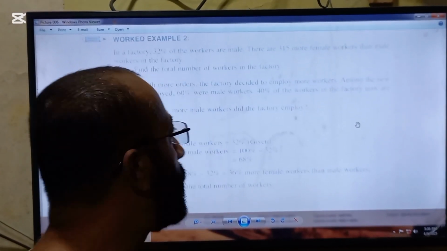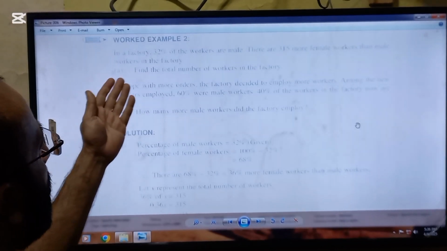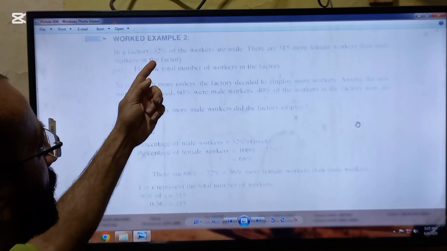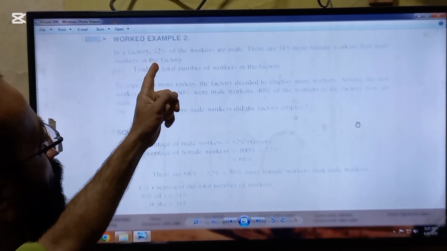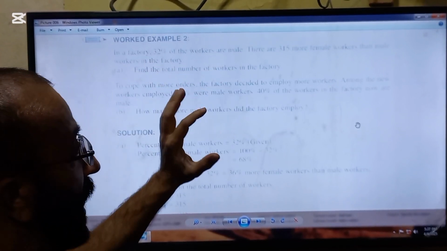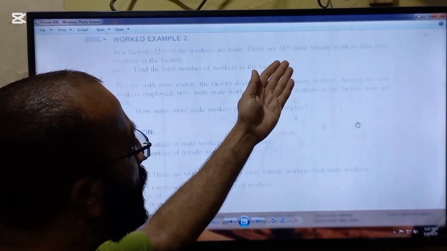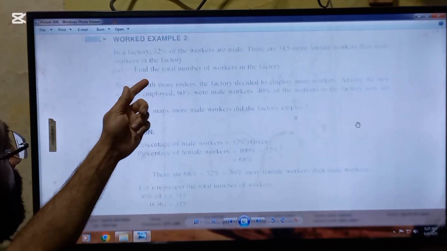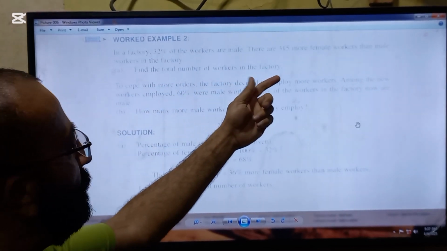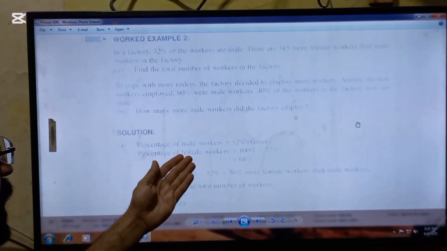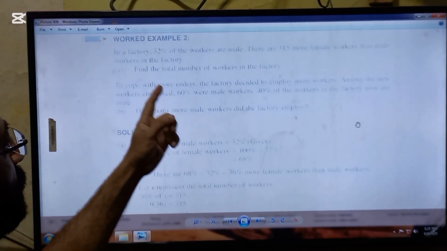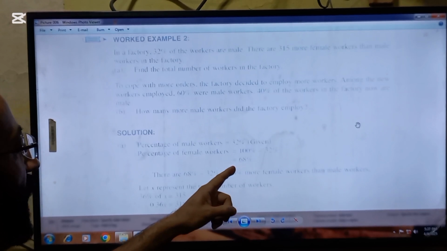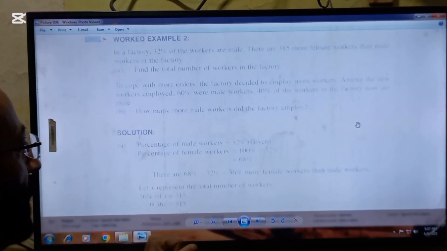Here is another example to understand more. In a factory, 32% of the workers are male. So it means if 32% of the workers are male, definitely 68% of the workers will be female. Further, there are 315 more female workers than male workers in the factory. A part: find the total number of workers in the factory. So if the percentage of male workers is 32%, we will subtract this 32% from 100. That will be 68%. So that will be the percentage of female workers.